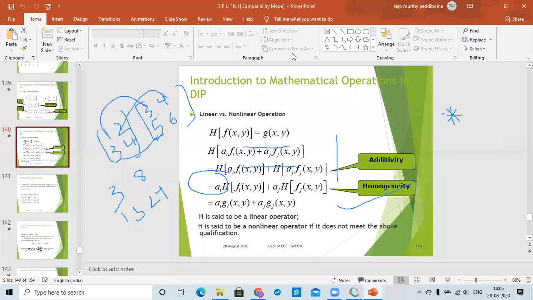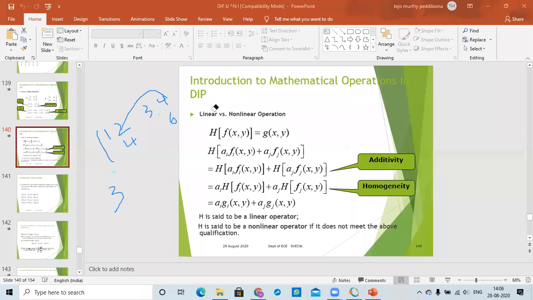I will erase this, 1 minute. So this is about linear and non-linear operation. Most of the time we are going to discuss linear operations only. Let us check whether it is linear or not. For example, g of xy is some transformation of f of xy. Whether it is linear or non-linear will be decided by that particular transfer function, whether it obeys the superposition theorem or not.